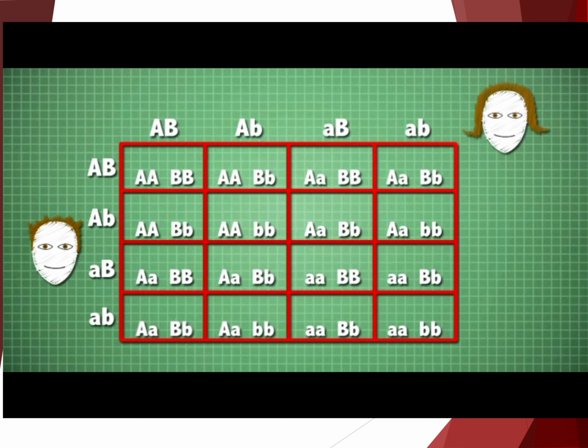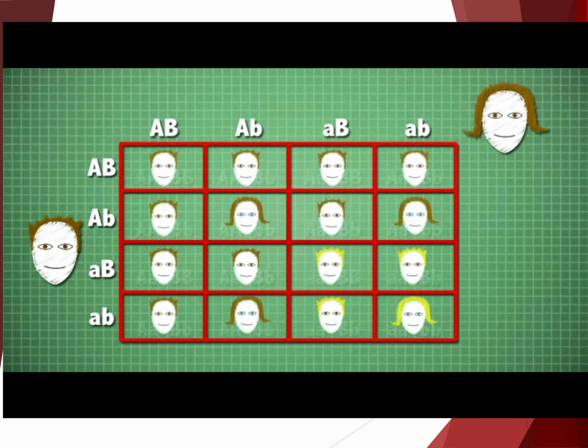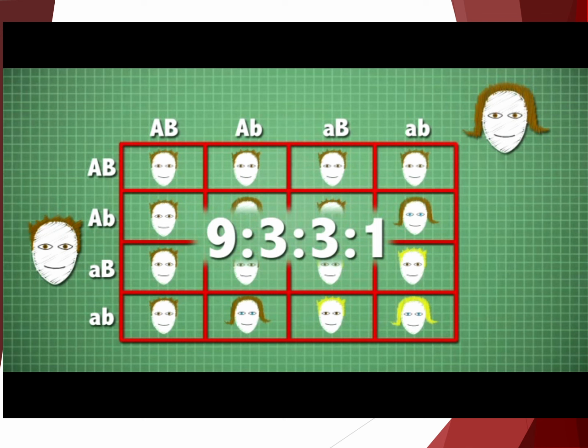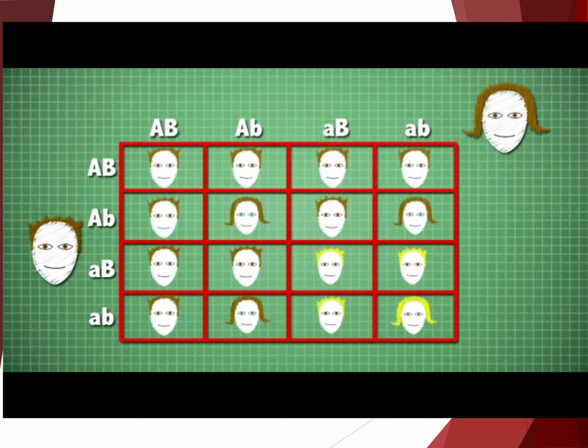You'll notice that all of the parents had brown hair and brown eyes, but the offspring are variable. Mendel showed that these segregate out in a 9-to-3 to 3-to-1 ratio. 9 individuals have brown eyes and brown hair. 3 individuals have brown hair and blue eyes. 3 individuals have blonde hair and brown eyes, and 1 individual has blonde hair and blue eyes.